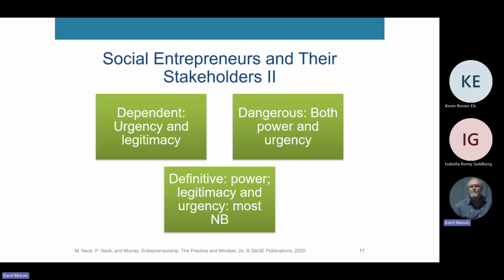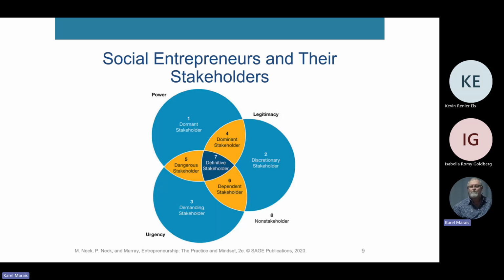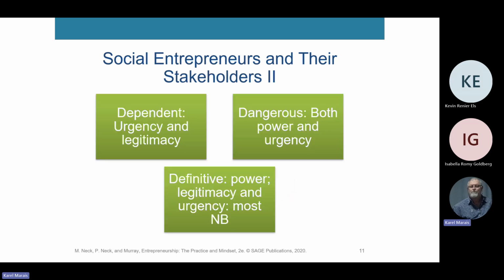The last one is the center block, which is definitive power. Just want to go back. That's that dark blue. They have everything, right? So these guys have legitimacy, they have power, and they have urgency. And now if you've followed the conversation so far and you understand what legitimacy, power, and urgency means, you will understand that these are the most important guys. If you've got a person that's got all of those, and most people have got them in one form or another, you need to seriously speak to those people.